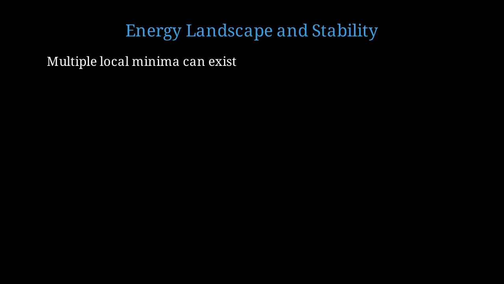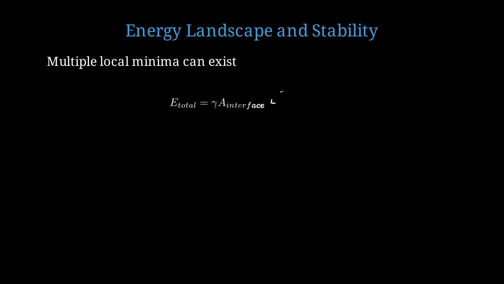Let's delve deeper into the energy landscape that governs capillary origami. Understanding stability is crucial for applications. The energy landscape often contains multiple local minima, meaning there can be several metastable configurations. The system might get trapped in one of these local minima rather than finding the global minimum energy state.